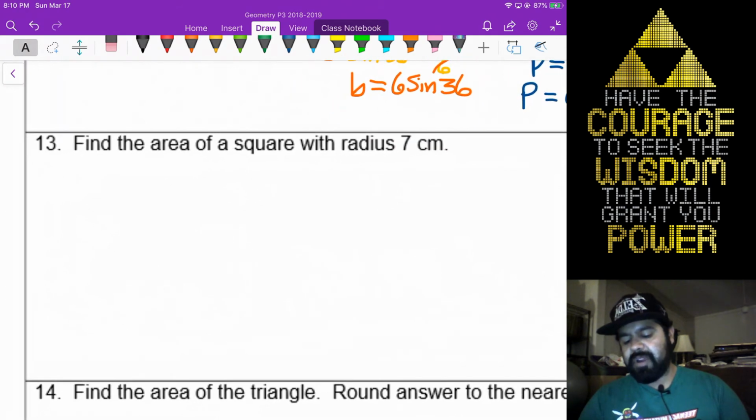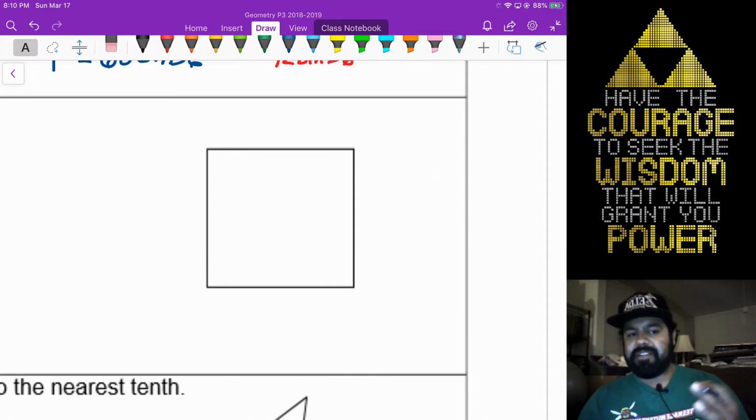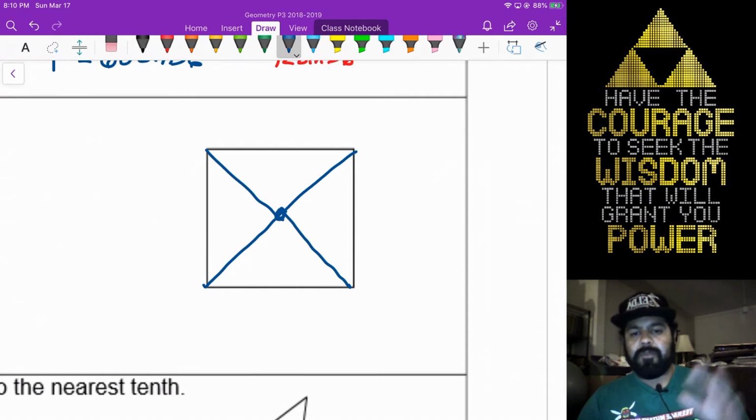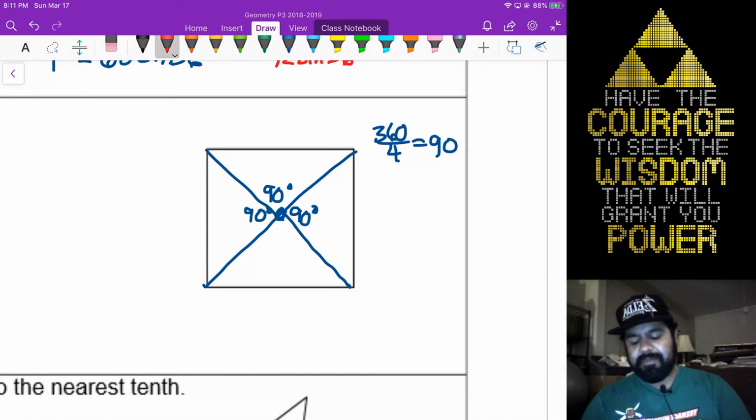Cool. Find the area of a square with the radius of 7. Now, I showed you guys a little cheat code that you could do for this one, but I'm not going to do it for this problem quite yet, because if you're paying attention in class, you could have this done super easily. So here we go. We've got our 4 triangles. So 360 divided by 4 gives you 90. And then, of course, again, your apothem splits in half.